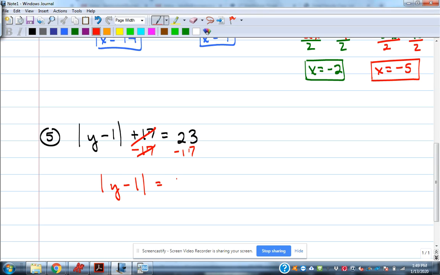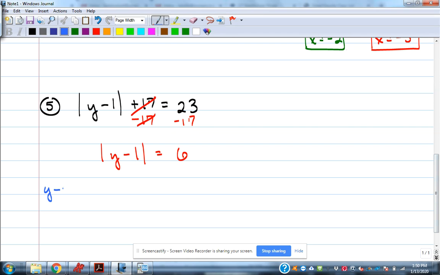23 minus 17 would be 6. And now we have an absolute value that's equal to 6. So what are our 2 equations that we set up to solve? Y minus 1 equals positive 6, and y minus 1 equals negative 6. It doesn't matter what order you do that in. If you put the negative one on the first one and then the positive one, it doesn't matter. Just getting 2 answers here.